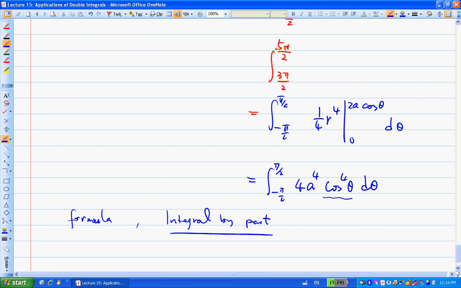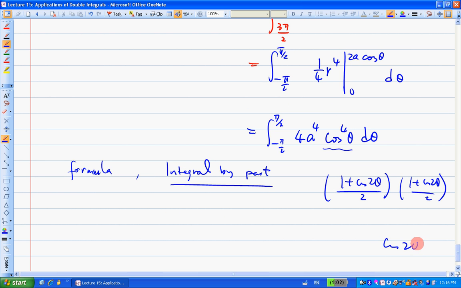You could, but I think it's more complicated. Actually, it would be, because why? If you split it up and do this, you end up with a term cosine 2 theta squared.